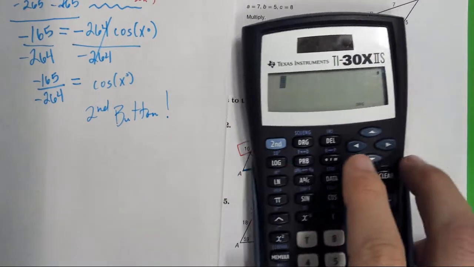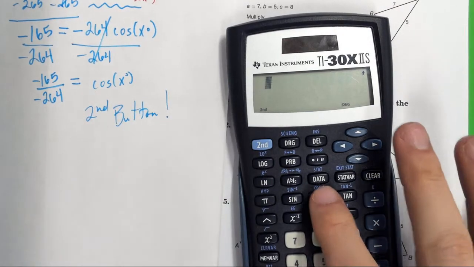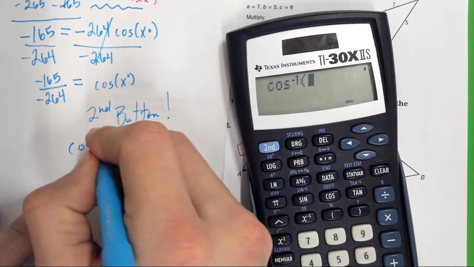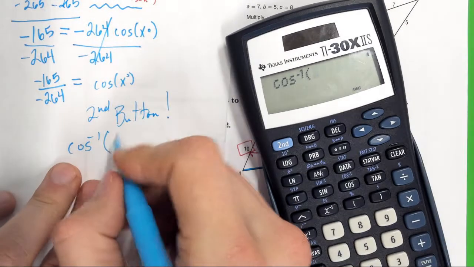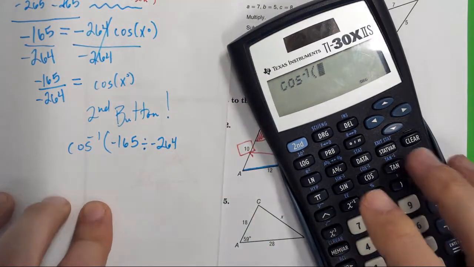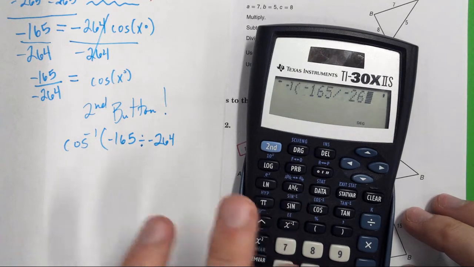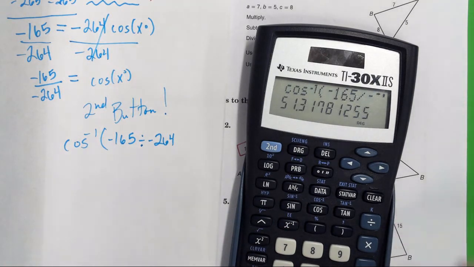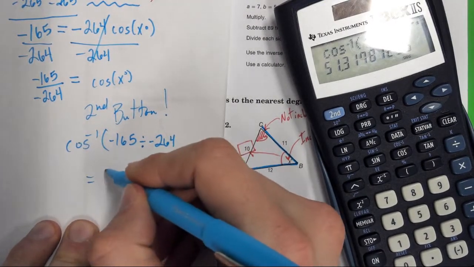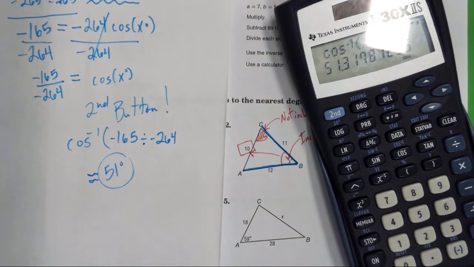So, right here, we're going to type second, our trig function, which is cosine. There's our to the negative 1 power. And we'll say negative 165 in our calculator divided by negative 264. And we get 51.317, blah, blah, blah. 51 degrees approximately. Let me do my approximately symbol. And we have our angle.